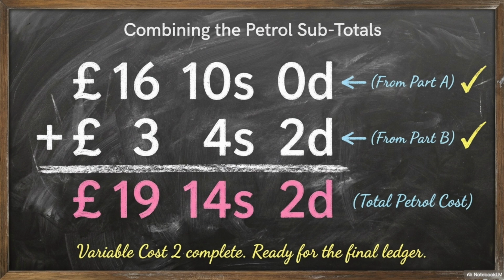So now we have two totals to add together. Remember we said that the 110 gallons at 3 shillings was £16.10, and now we've worked out that the 110 gallons at 7 pence is £3, 4 shillings and 2. We add the two together and we get £19, 14 shillings and 2.